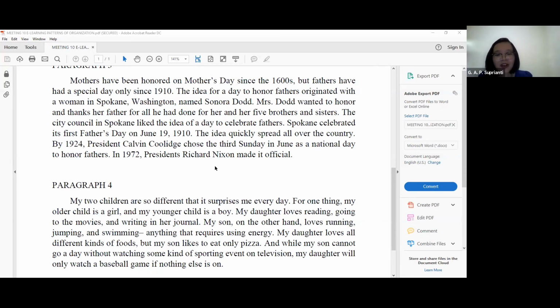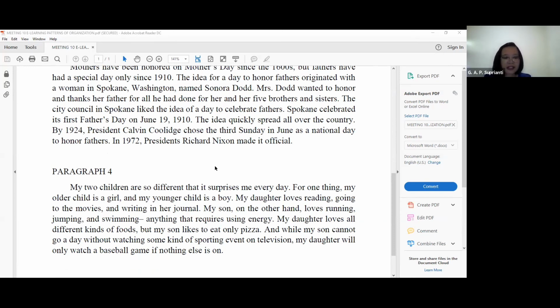Okay, and then it continues to year 1910. And next we see by 1924, President Calvin Coolidge, blah blah blah, itu time ordernya. And then the last is 1972. It is officially celebrated. So the time order cannot be changed. Thank you. Now the last paragraph.